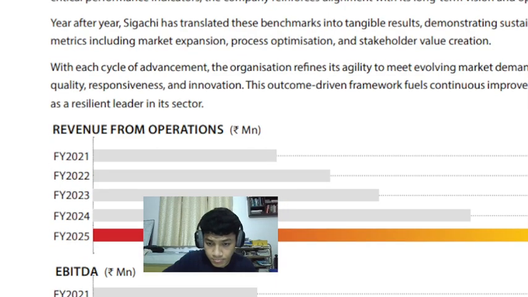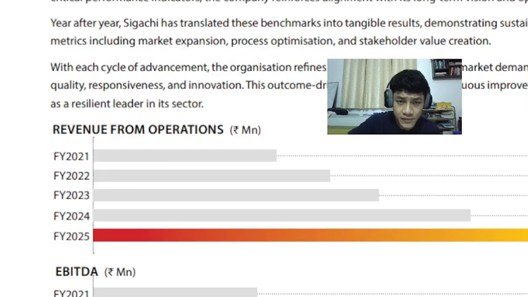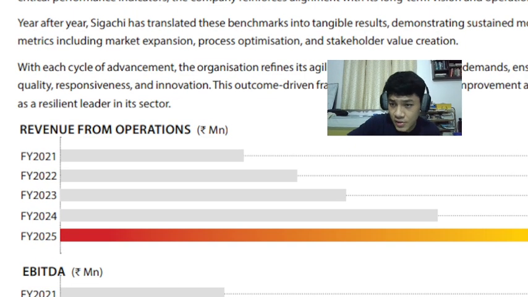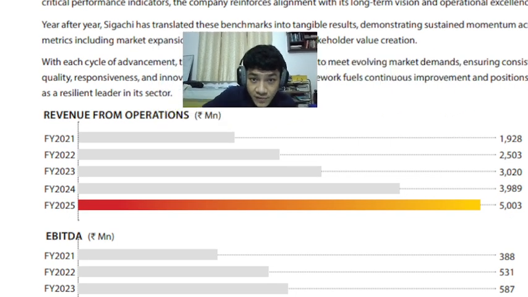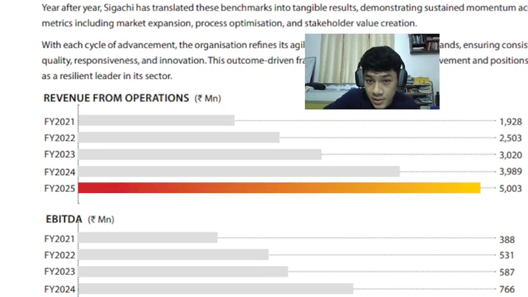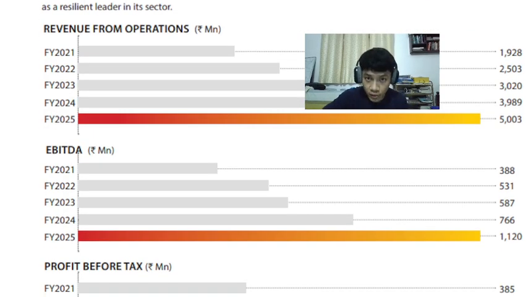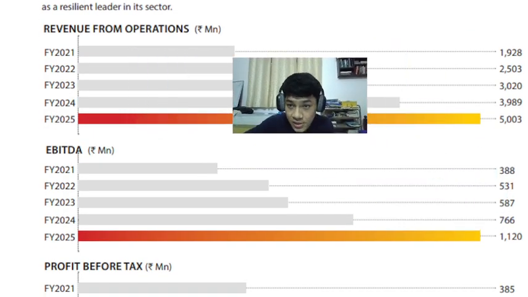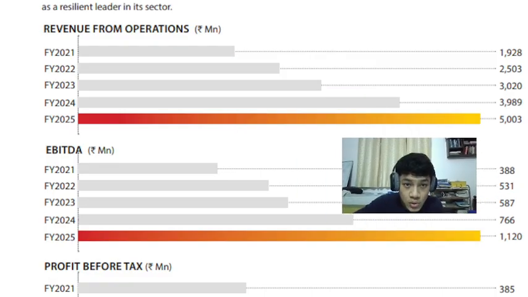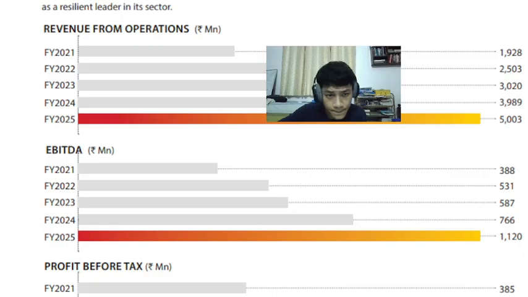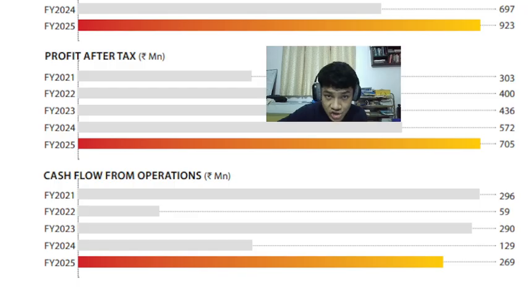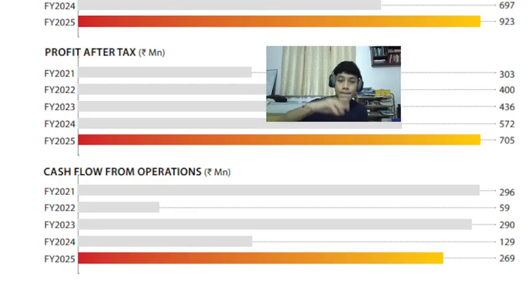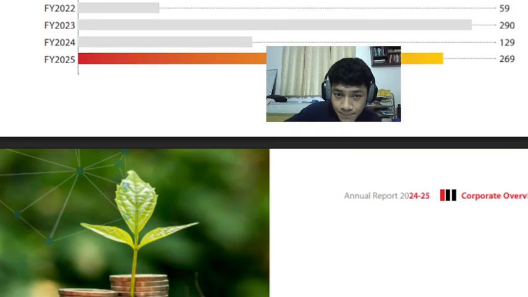Then here we have some financials. These are in millions of rupees. We have already seen these, but we can take a slight look. Revenues have increased sharply. Here we have EBITDA or operating profit, same thing, increased sharply. This is revenue from operations. Then profit before tax increased sharply, profit after tax increased sharply. Cash flow from operations, again, we saw this already, not really increased sharply.